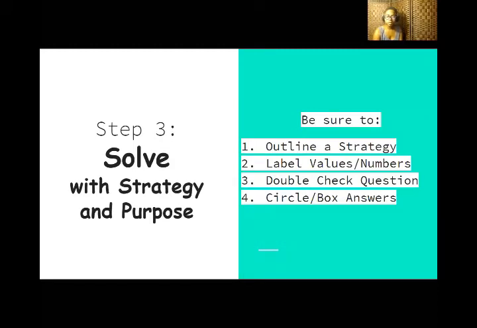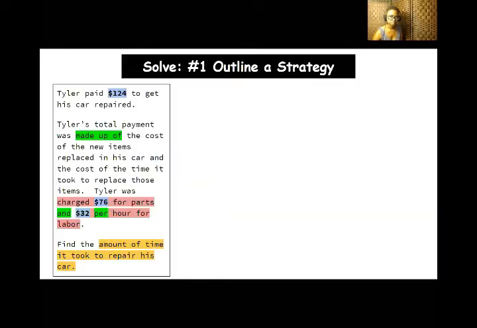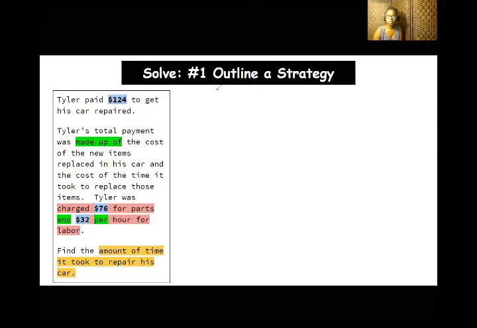Okay, so step 3 is to solve with strategy and purpose. All right, so in that, we want to make sure we outline a strategy, we label our values and numbers, and then we double check our question to make sure we answered it. Lastly, we want to circle or box our answer so that we know that there it is, that's the answer, okay? So let's first outline a strategy.